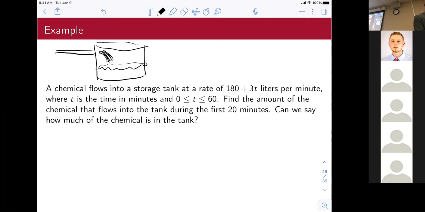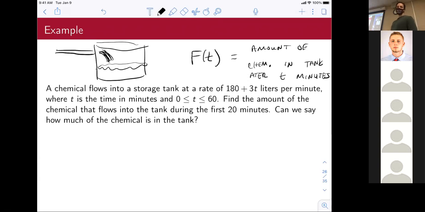So then, if I call big F of t the amount of chemical in the tank after t minutes, then what am I really trying to find? If I want to know how much did I add in the first 20 minutes, then what am I really trying to find? Not little f of t. Maybe big F was not the best choice, but big F is something that I'm interested in.